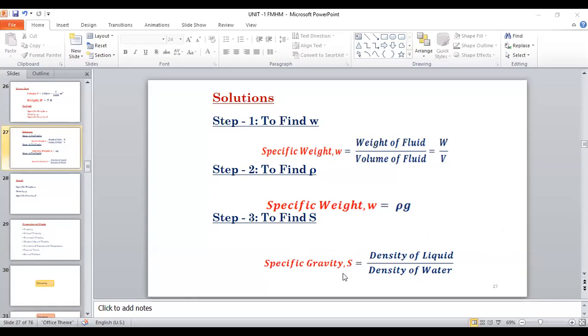Specific gravity is denoted by S. Since here he said it is a liquid, specific gravity is nothing but the density of the liquid to the density of the standard liquid. Standard liquid is water always. So directly I am writing here specific gravity equals density of liquid by density of water.